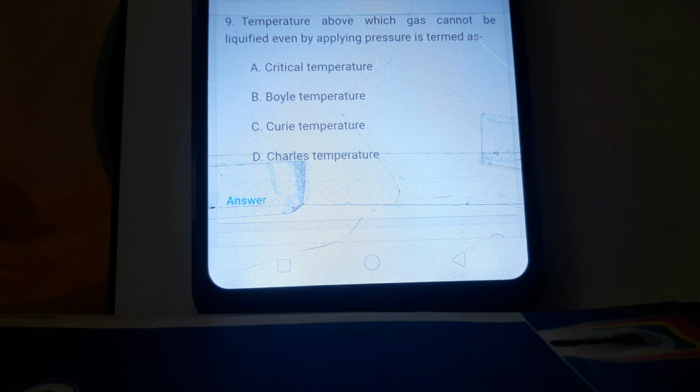Temperature. That's the 9th question. Temperature above which a gas cannot be liquefied even by applying pressure is termed as: A, critical temperature; B, boil temperature; C, Curie temperature; and D, Charles temperature. Next question.